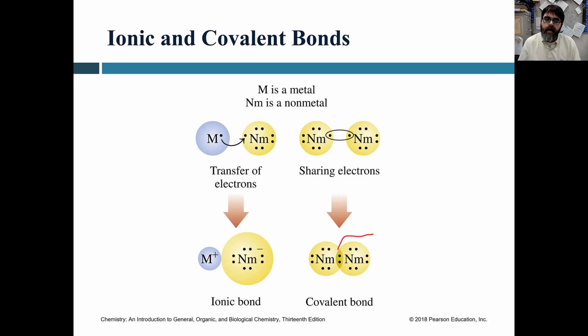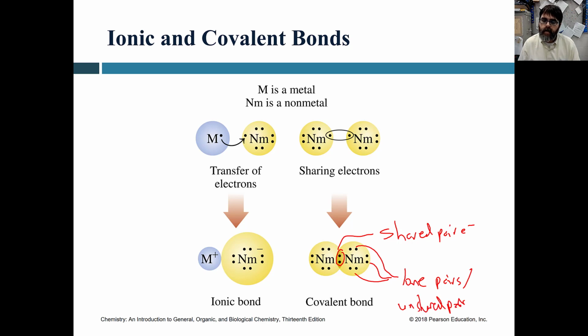This here is what we now call a shared pair of electrons. So we went from unpaired to them being half of a shared pair. And as a side note, these here are lone pairs, sometimes called unshared pairs of electrons, and usually they will stay that way.